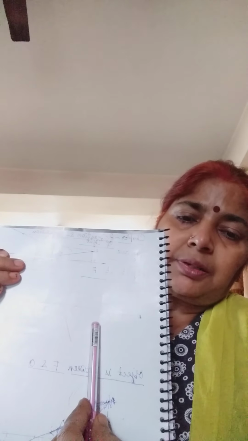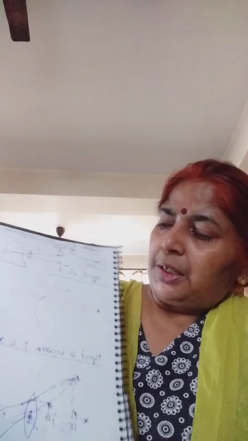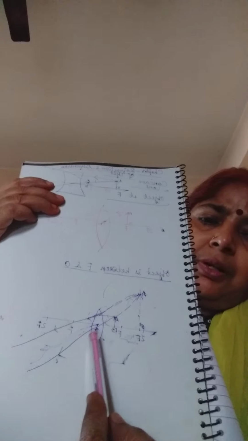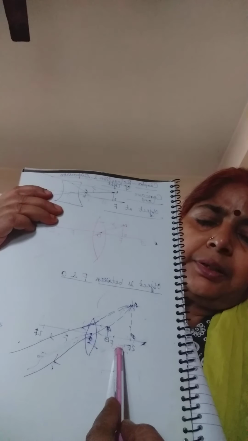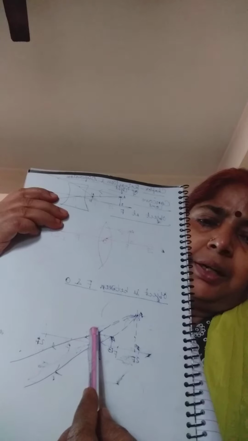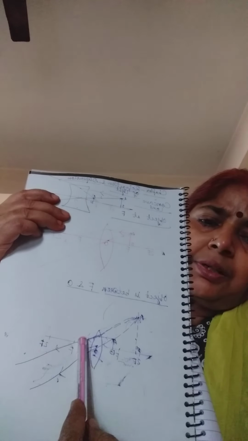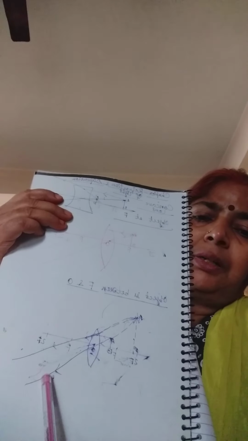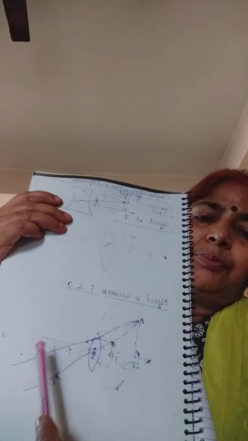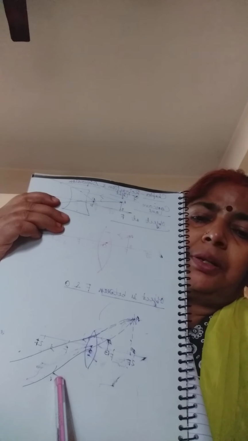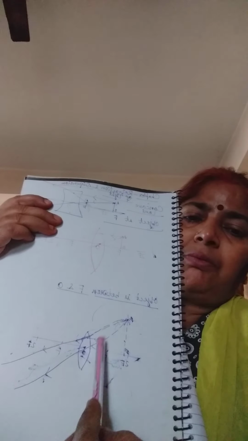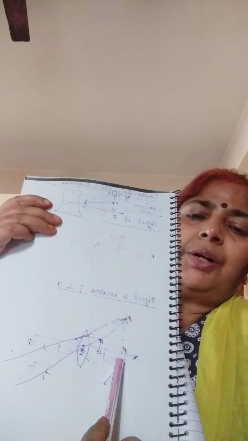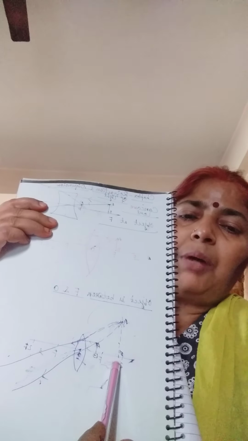Just reverse. Now we will put the object between focus and optical center. The ray is coming parallel to the principal axis. After refraction, it will pass through focus. The second ray is passing through optical center. It will remain undeviated. These two rays are divergent from each other. If we extend them backwardly, they meet here. Here the image is formed. This image is virtual, erect and magnified.